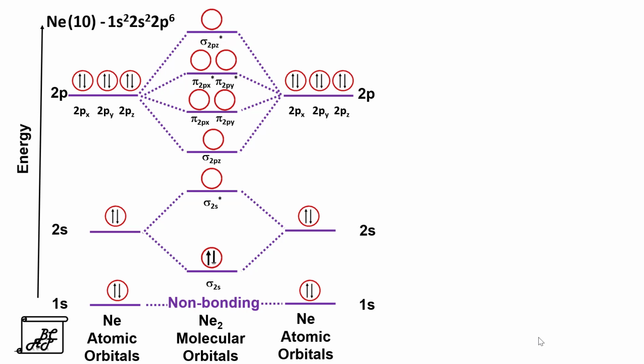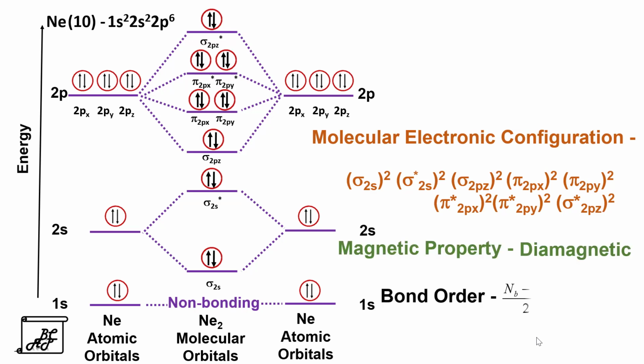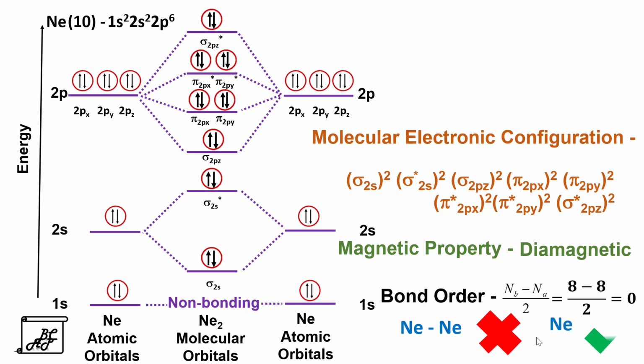Now when we fill the electrons from sigma 2s to sigma star 2pz orbital, all the molecular orbitals are filled with the electrons. So there is no orbital which is empty. That is how the molecular electronic configuration is sigma 2s square, sigma star 2s square, sigma 2pz square, pi 2px square, pi 2py square, pi star 2px square, pi star 2py square, and finally sigma star 2pz square. As there are no unpaired electrons, it is diamagnetic in nature. Here we can see that the bond order is calculated as 0. That means neon is not a diatomic molecule as the bond order is 0. Instead, it is a monoatomic molecule.